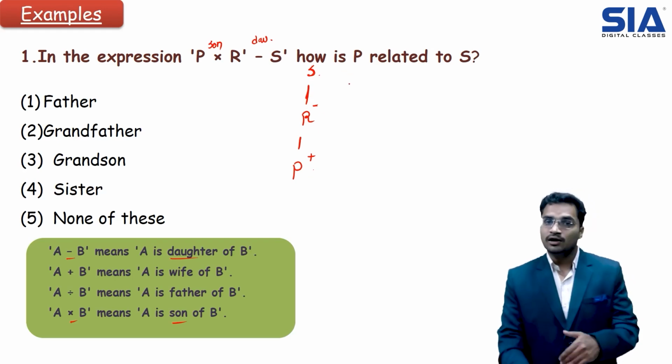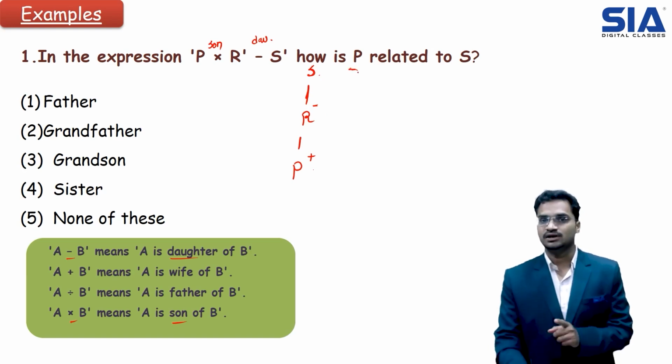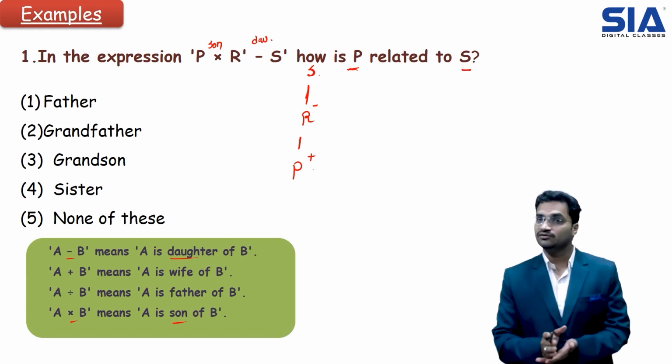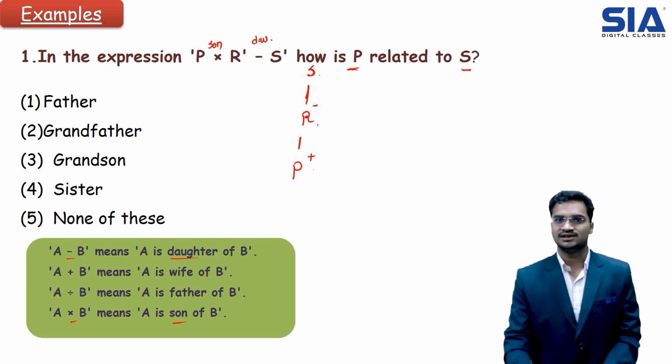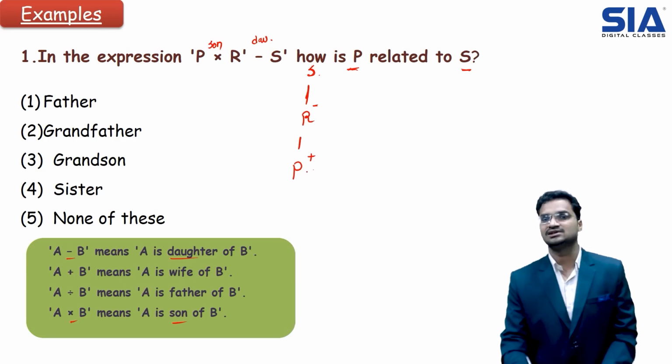Now what do I have to find? I have to find the relation of P with respect to S. Let us see. So this is S. S's daughter is R. R's son is P.